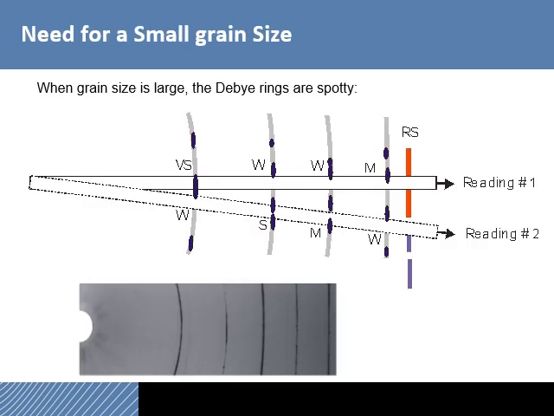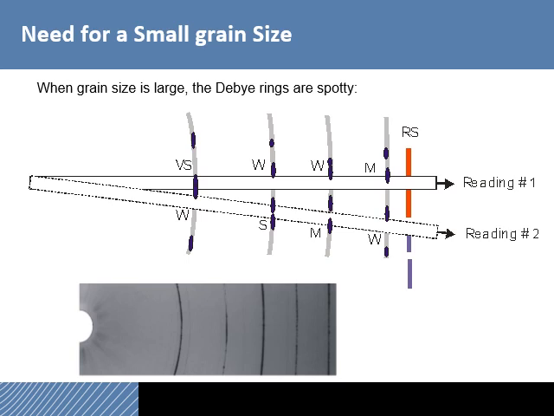The need for a small grain size. Again, we've talked about this a couple of times sort of informally. When the grain size is quite large, and this is also the case if you have too few particles in your sample, the Debye rings are spotty. If you look at the film shown on the bottom of the slide, you will see that those rings are incomplete in several of them. And in some you could even see where they are dots.